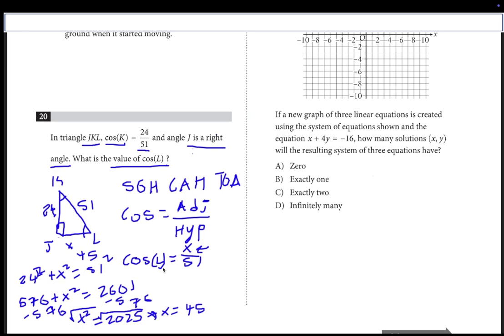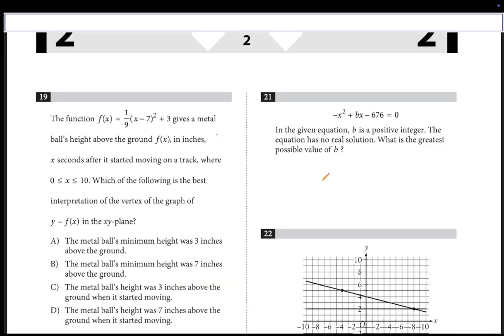We're still not done yet. We have to represent this as cosine L. So cosine L is equal to JL over 51, and JL is 45. So we have 45 over 51, and we can simplify this even further. So we divide everything by 3. So we're going to have 15 over 17. So here we have question number 21.